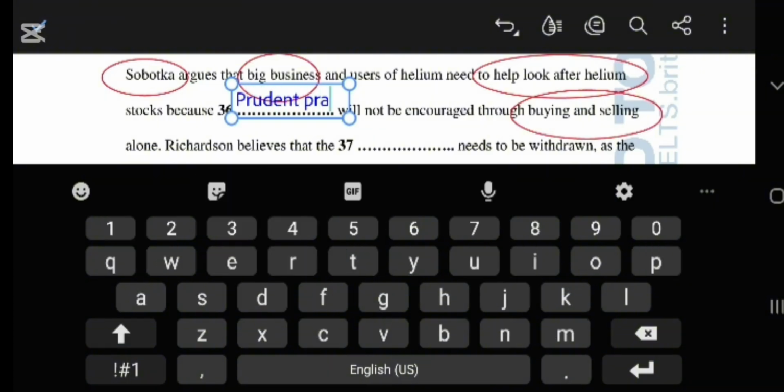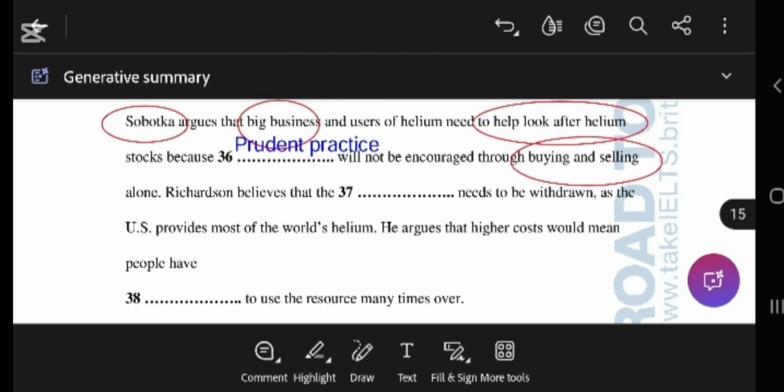So prudent practice. There we go. So you see, it also makes logical sense. The next one, we have: Richardson believed that the dash needs to be withdrawn. Something. I think we also need a noun here, a special kind of noun.